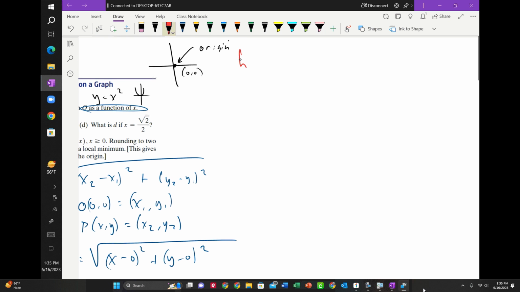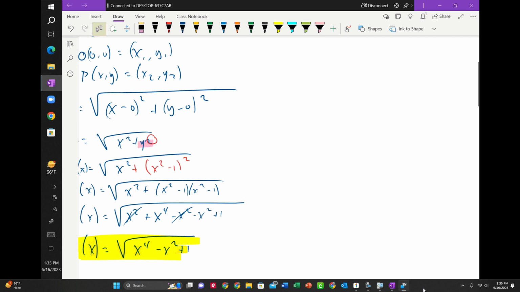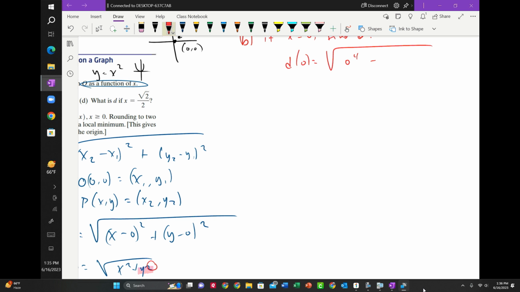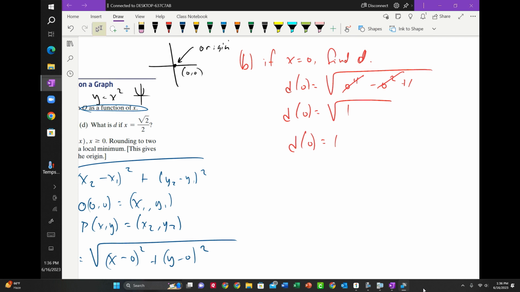So for part B, we're saying if x equals 0, find d. Okay, so d of 0 is going to end up being the square root of... Previously, we had our formula as x to the fourth minus x squared plus 1. So it's going to be 0 to the fourth minus 0 squared plus 1. So d of 0, 0 to the fourth is 0, 0 squared is still 0, plus 1. So the distance when x is 0 is the square root of 1, which is 1, which is what we thought it would be from our graph.